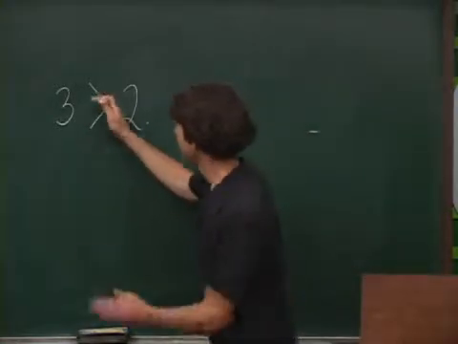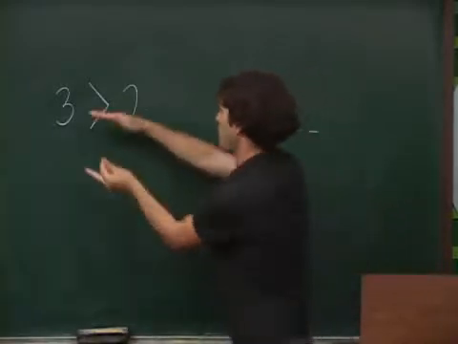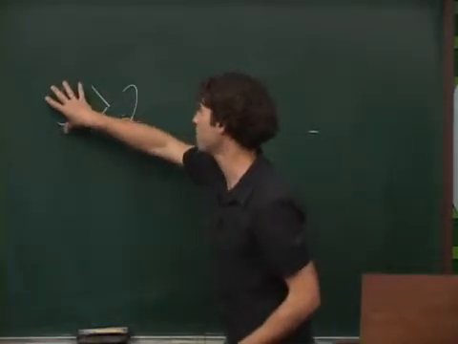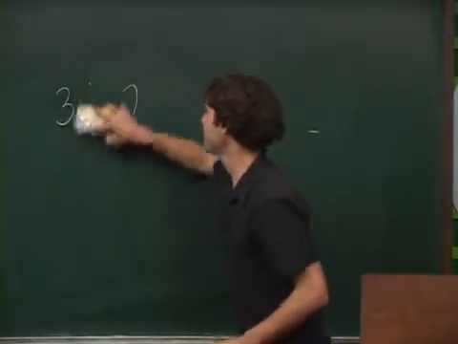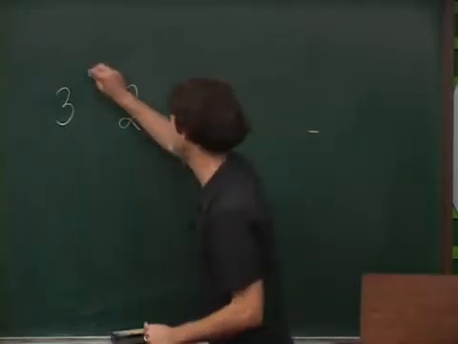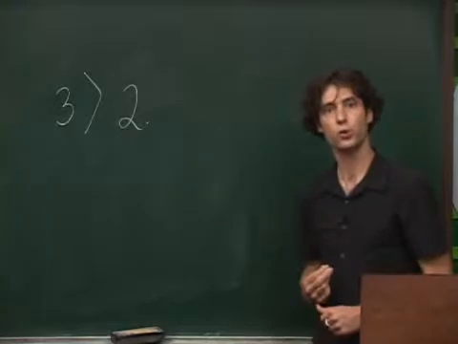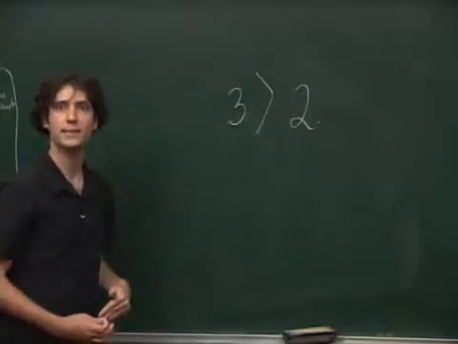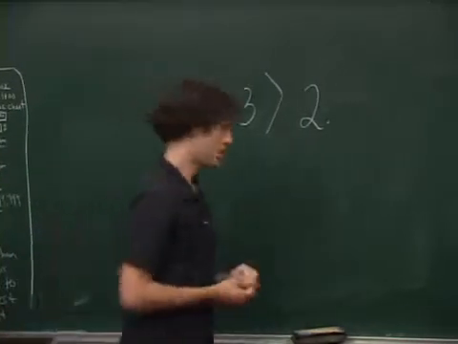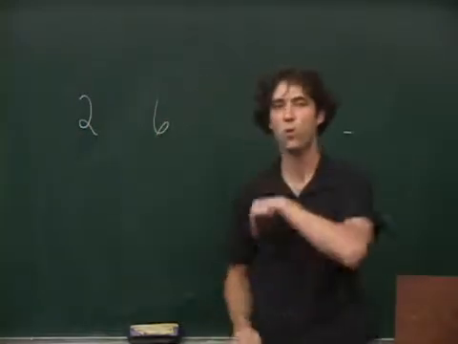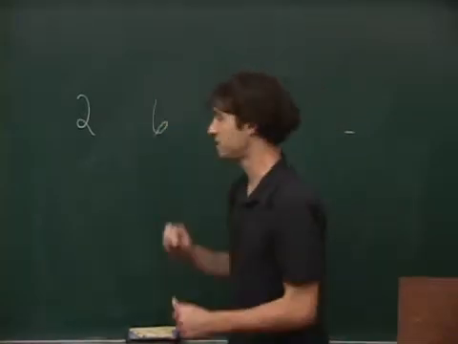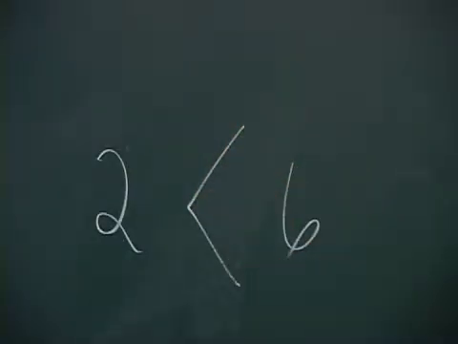Well, this means that it's bigger, greater. If it's open to this number, it means this number is greater than this number. So when you compare 3 and 2, first thing you could say is that 3 is greater than 2. Or you can say that 2 is less than 3. Now, if I put two other numbers like 2 and 6, what can you say? You can say two things. 6 is greater than 2, or that 2 is less than 6.